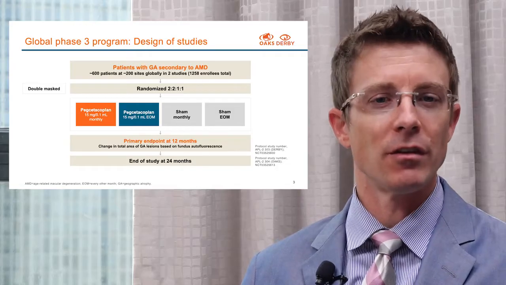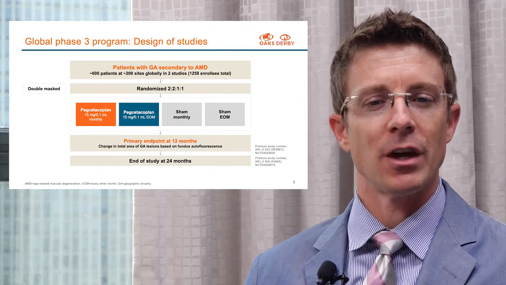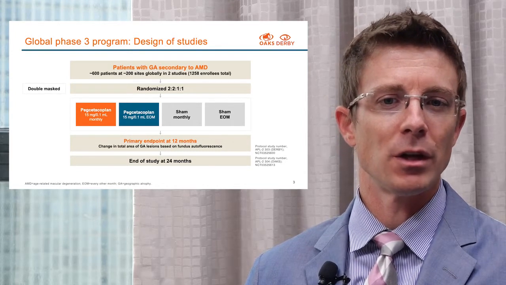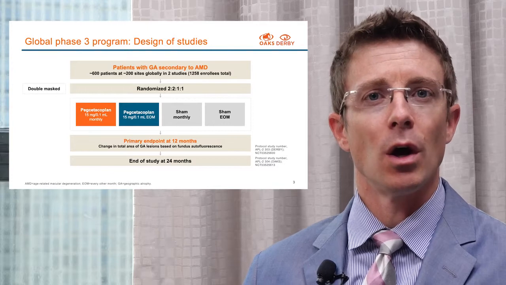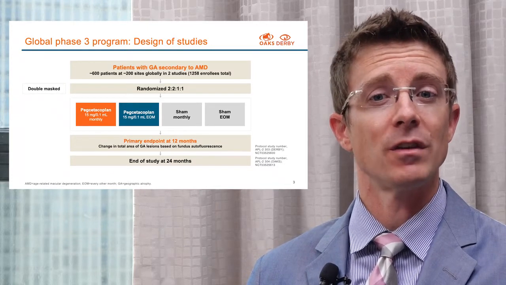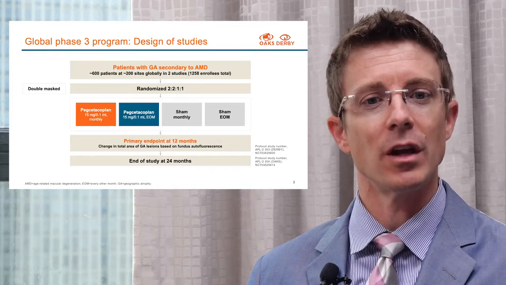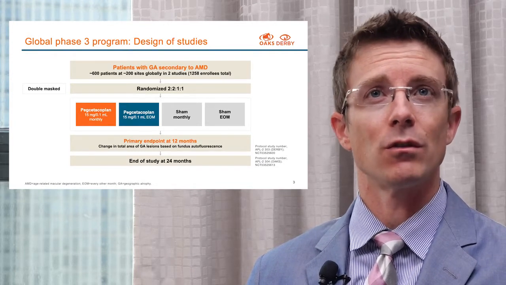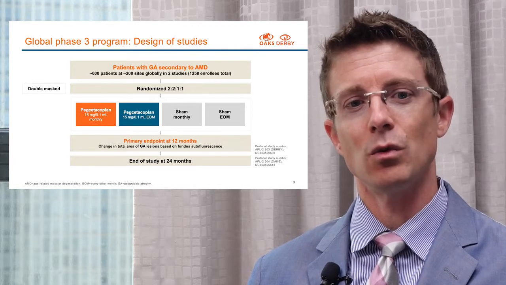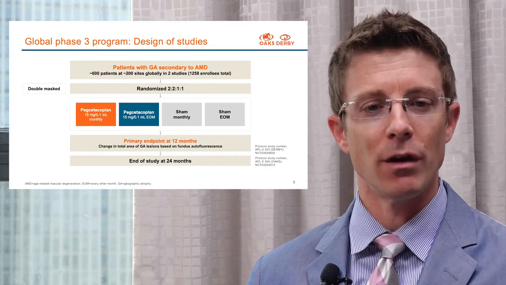The global Phase 3 program, just a high-level overview of the studies that we're going to be reviewing today. So this was a study in patients with geographic atrophy secondary to age-related macular degeneration. There were approximately 600 patients at 200 sites globally in two separate studies. So that's a total of about 1,200 subjects across both studies. Randomization was carried out 2-2-1-1 to pegcetacoplan monthly or every other month versus sham monthly or every other month.